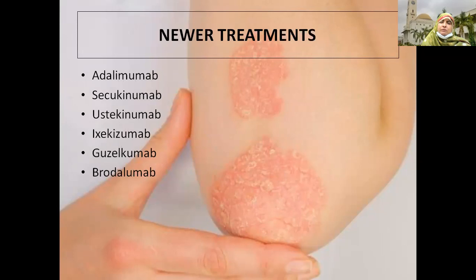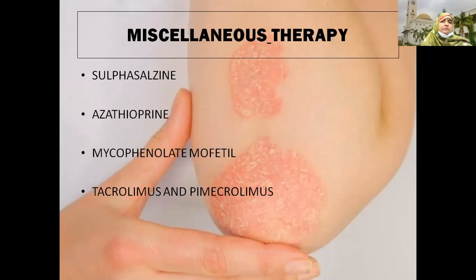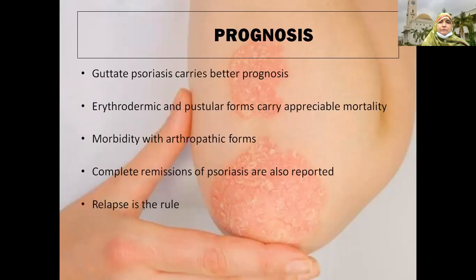Ustekinumab, ixekizumab. These are monoclonal antibodies basically that may be humanized or human or synthetic, and they target specific interleukins that are produced by the T helper cells. Then among the miscellaneous therapy, we have sulfasalazine, other immunosuppressants like azathioprine, mycophenolate mofetil, and tacrolimus or pimecrolimus.